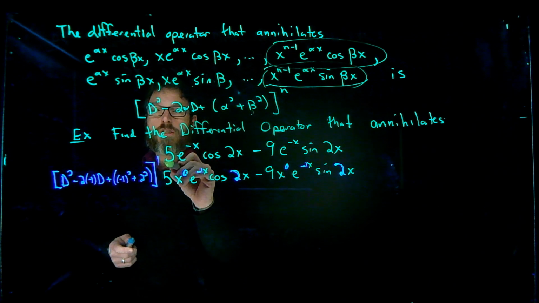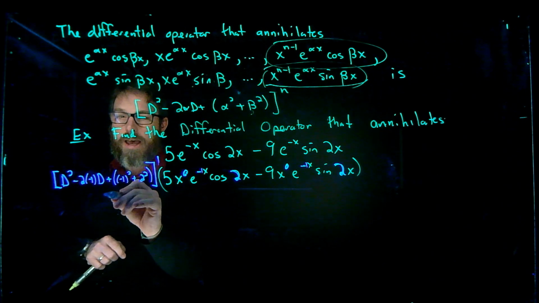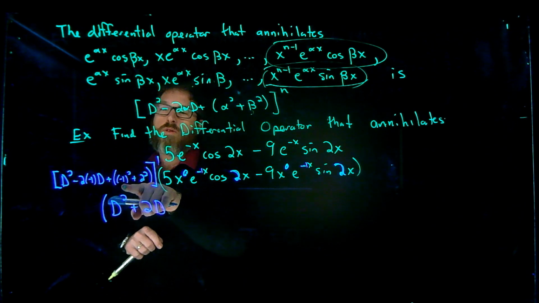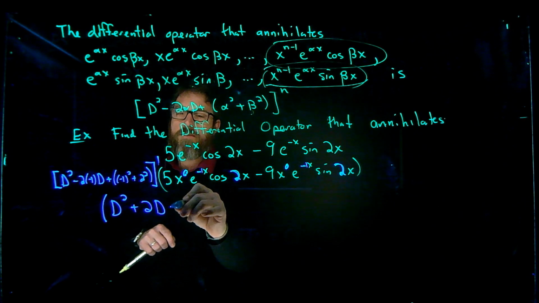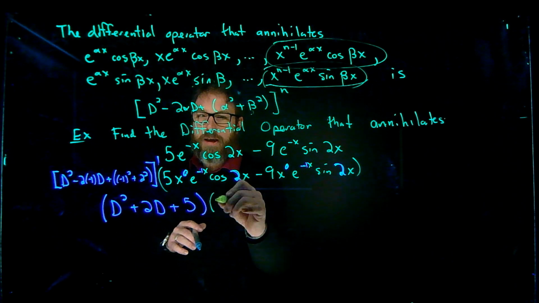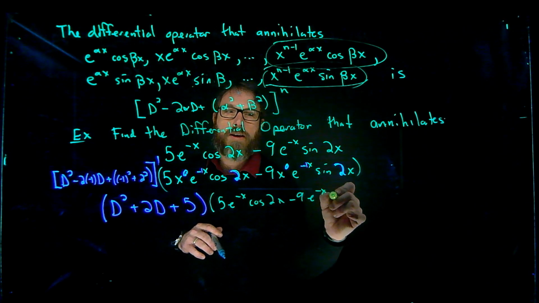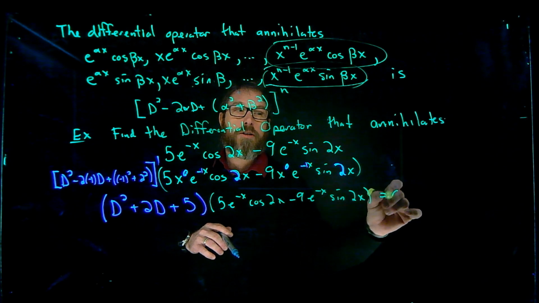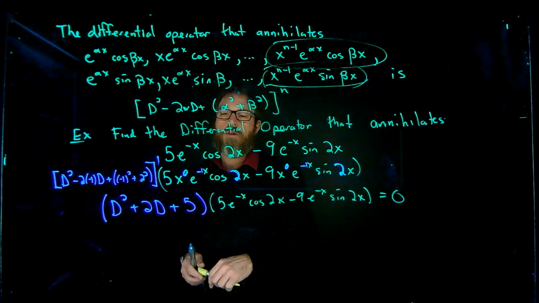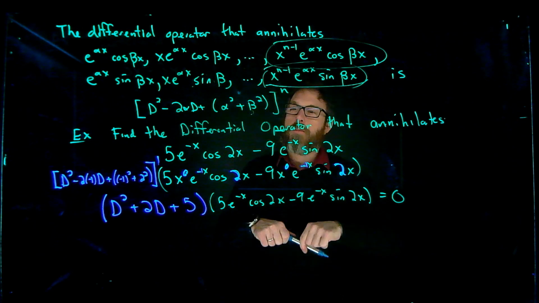So if I want to simplify this, I'm not going to do brackets, let's do parentheses. So I have D squared plus 2D, and then -1 squared is 1, plus 4 is going to be 5, so plus 5, all to the first power, operating on my 5 e to the negative x cosine of 2x minus 9 e to the negative x sine of 2x. And with a little bit of verification, and actually it's not too hard with these, you'll see that you'll get 0 back. It's very similar to what we did with the exponentials and the polynomials.